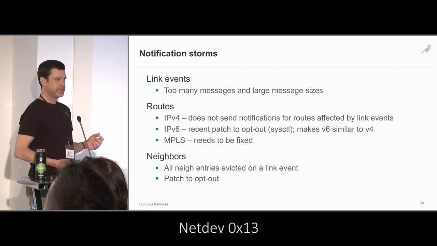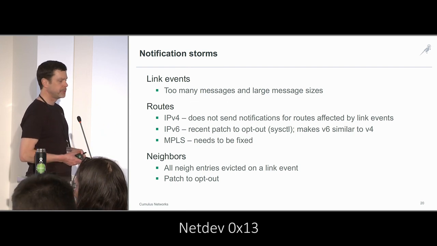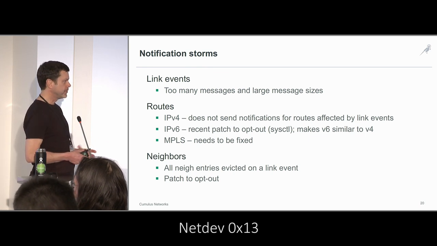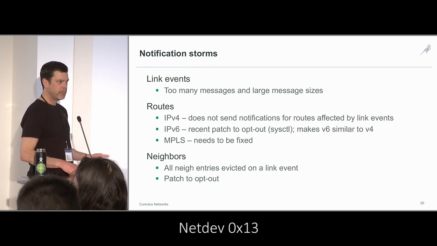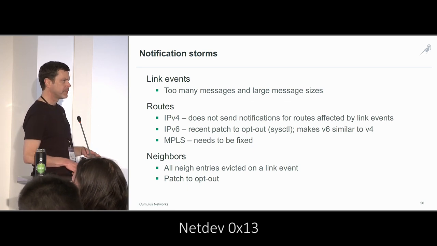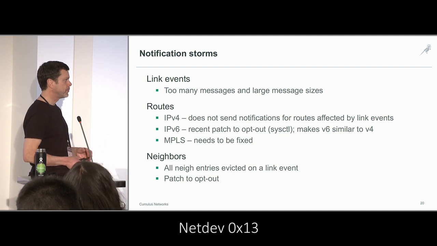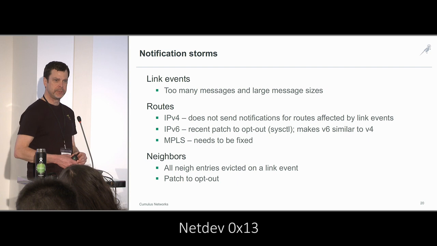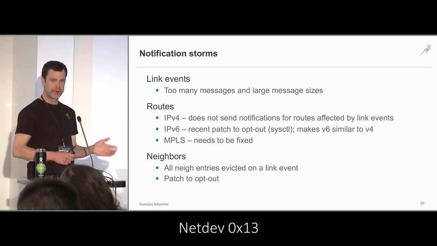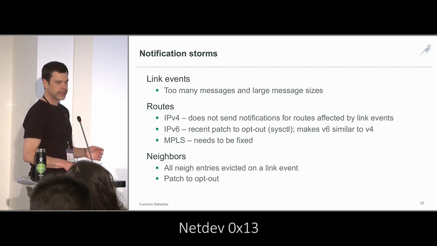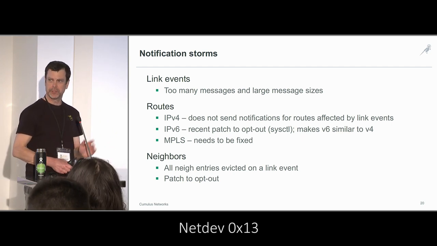Neighbors, same thing. And you get into scenarios like EVPN where you can have tens of thousands of MACs per device. If your device goes down, that's a whole bunch of notifications that have to get generated to user space. I have multiple versions of a neighbor patch that says, again, you can opt in so user space doesn't need to be told about all these events. It's already monitoring link events. It already knows all the stuff is going to happen. It'll evict it from its cache on its own. You don't need to generate these events.